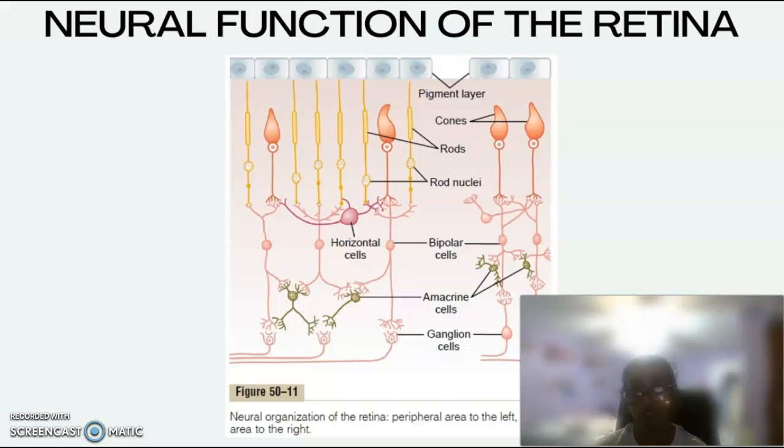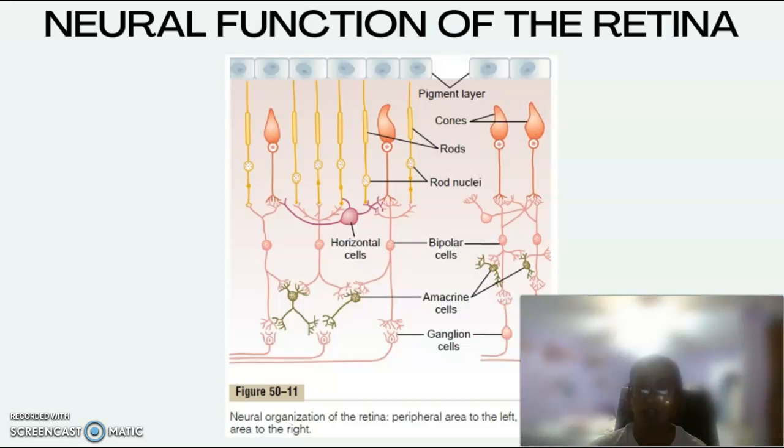and horizontal cells. The horizontal cells transmit signals horizontally in the outer plexiform layer from the rods and cones to bipolar cells. Then the bipolar cells transmit signals vertically from the rods, cones, and horizontal cells to the inner plexiform layer, where they then synapse with ganglion cells and amacrine cells.